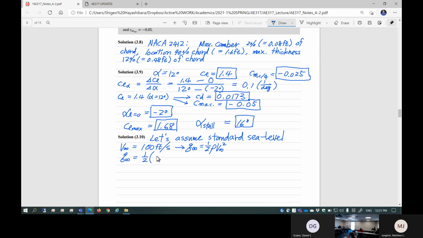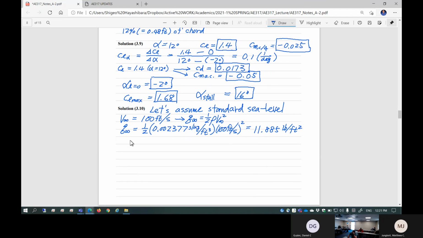A standard sea level density is 0.002377 slug per cubic foot. So this is standard sea level air density, US customary unit. Airspeed 100 feet per second, squared. This is going to get you the dynamic pressure of this flight condition, 11.885 pounds per square foot. This is dynamic pressure, and the conditions given.